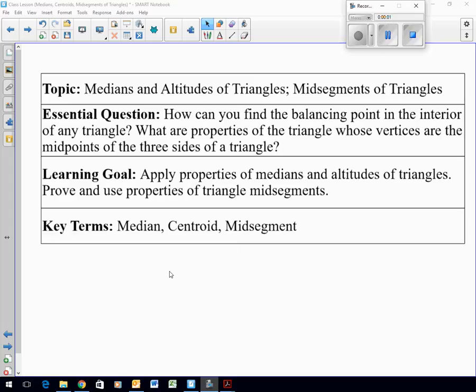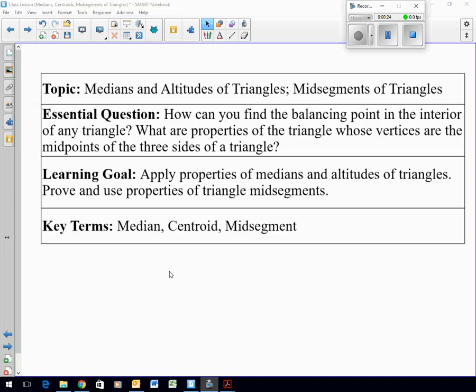Okay, guys, let's talk a little bit about what we're going to be doing today. Today, we're going to be looking at medians and altitudes of triangles and mid-segments of triangles. How can you find the balancing point in the interior of any triangle? What are the properties of the triangle whose vertices are the midpoints of the three sides of a triangle? We're going to be applying these properties and proving them.